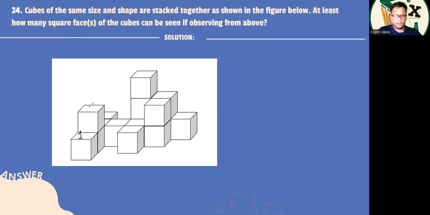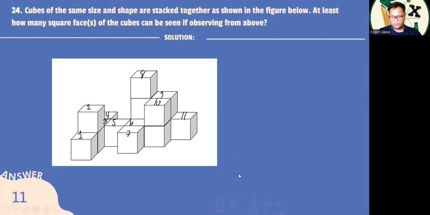Start here, we have 1, 2, okay, this box here that's covered, 3, 4, 5, 6, 7, 8, okay, 9, 10, and then finally 11. So we should have a total of 11 squares visible from above.